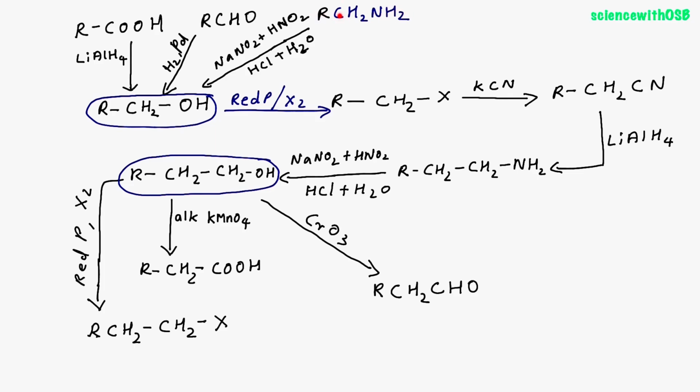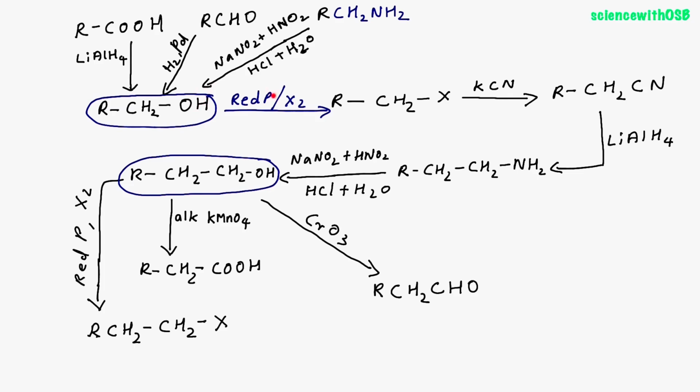See, amine RNH2 becomes what? RCH2NH2 becomes RCH2CH2NH2. Now haloalkane RCH2X becomes what? RCH2CH2X. Okay, so by using this method you can find the higher homologue of carboxylic acid, aldehyde, amine, alcohol and haloalkane. See, from all these, carboxylic acid, aldehyde and amine, you can prepare alcohol.